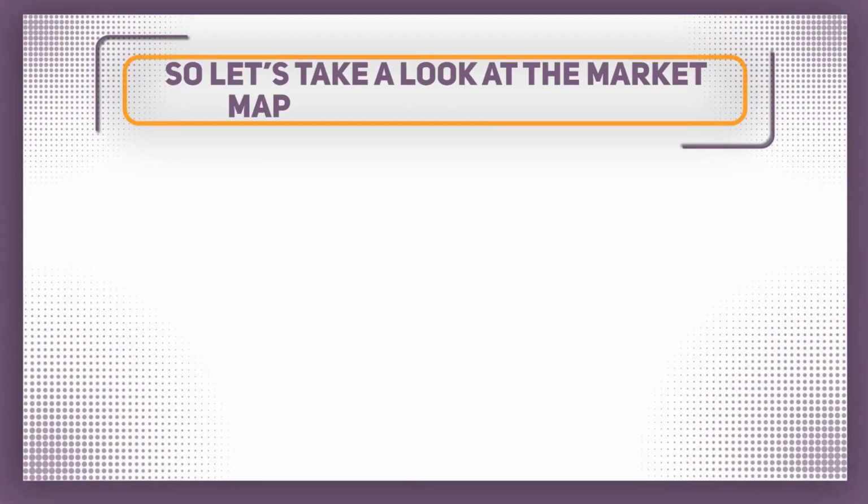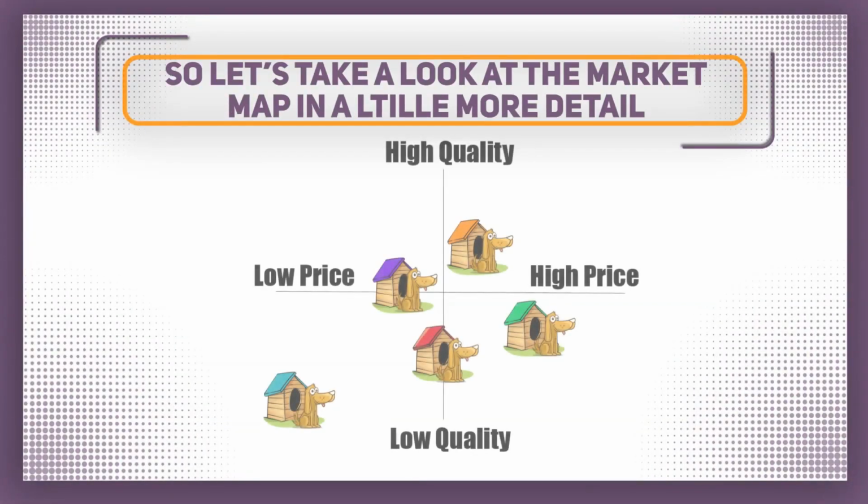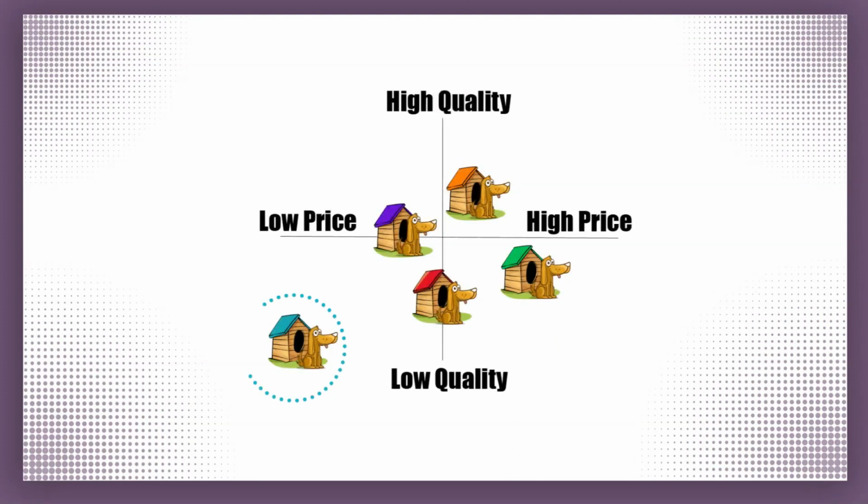So let's take a look at the market map in a little more detail. You can see here that Ruben has 5 competitors in the area. They are all in slightly different positions, which maps them against the price they charge and the quality of the kennel facilities. For example, the kennel with the blue roof down in the left-hand corner has a very low price, but also has a very low quality. The dogs are all housed in together, and some have been known to escape. The red kennel charges an average price, but is lower quality than many of the other competitors. The orange kennel charges a little more than the purple one, but it also offers a slightly higher quality.